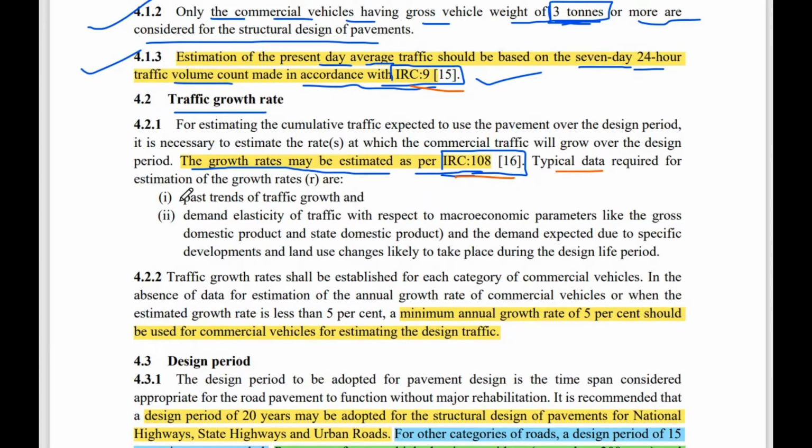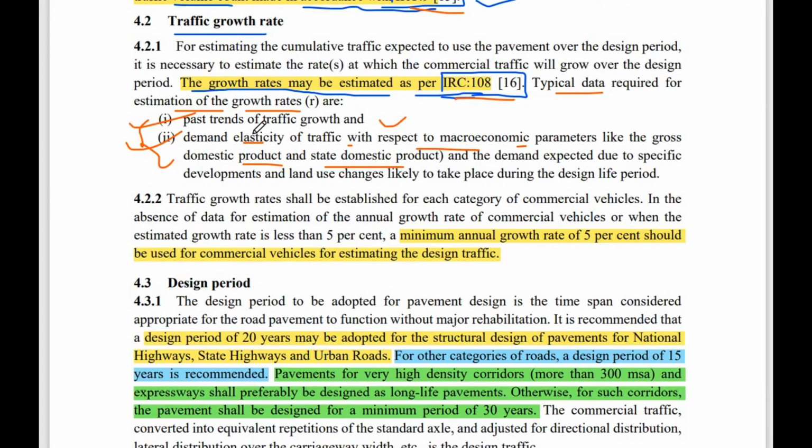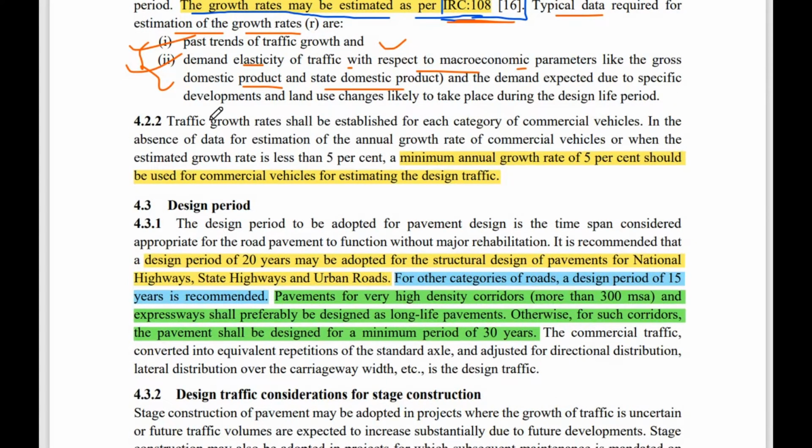So here the typical data required for the estimation of growth rates are: the first one is the past trend of traffic growth, and the second one is the demand elasticity of traffic with respect to macroeconomic parameters like GDP or the state domestic product. Both these things I have covered in that video. So to understand this point, you must refer to the IRC 108 as mentioned in this code. So let's move to the next point.